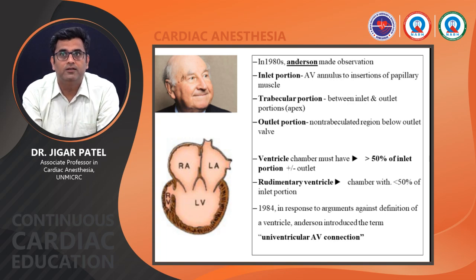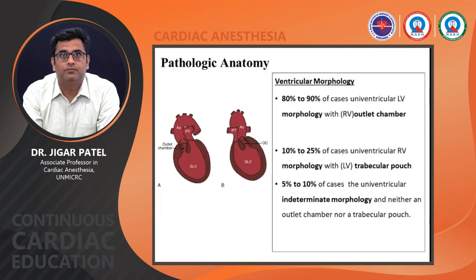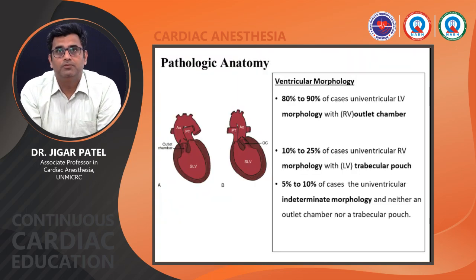This is a non-trabeculated region below the outlet valve. So based on this observation, he defined a ventricle as a chamber with greater than 50% of the inlet portion, with or without outlet, and a rudimentary ventricle as a chamber with less than 50% of the inlet portion. But this definition is very confusing. So later on, in 1984, in response to the argument against the definition of single ventricle, Anderson introduced a new term, univentricular AV connection. In this, he divided the ventricle based on atrioventricular connection.